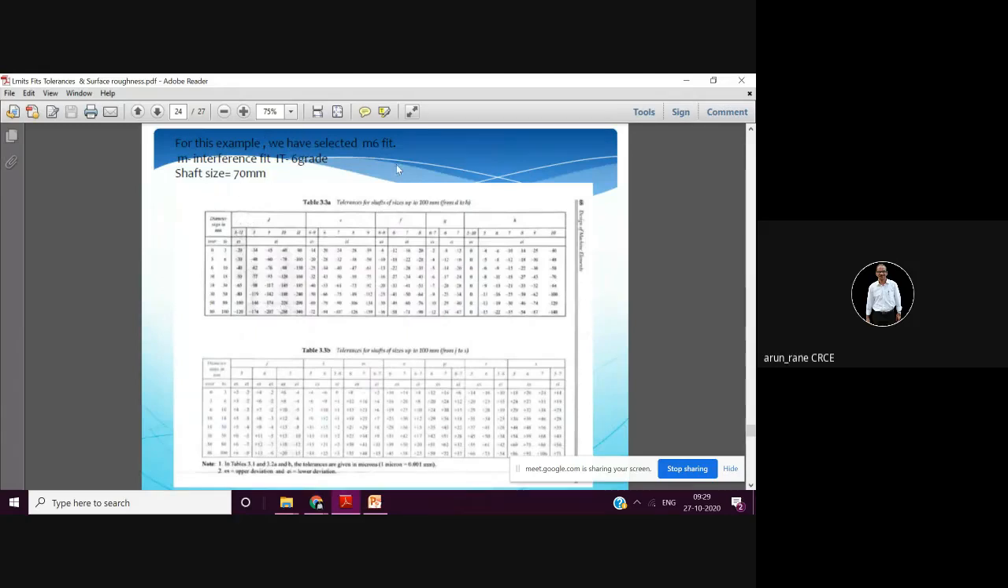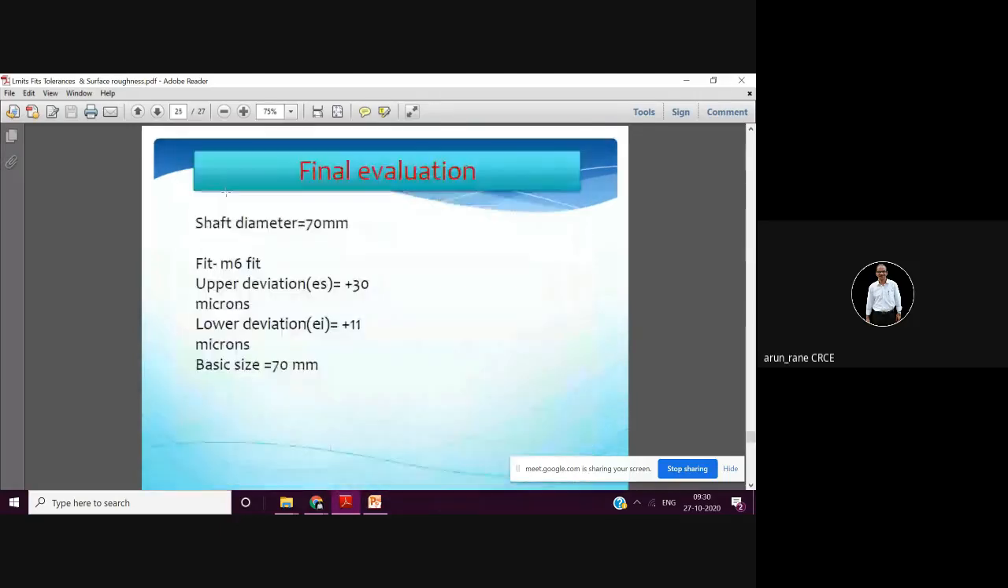So how to calculate the dimensions, or how to calculate the tolerances? This table is not that clear, but this has been taken from the PSG design data book. Wherein you can get, for example, M6 fits. M6 means you will understand that this is a shaft, and M stands for the interference fit. So immediately you will come to know that the maximum shaft size will be larger than the maximum hole size.